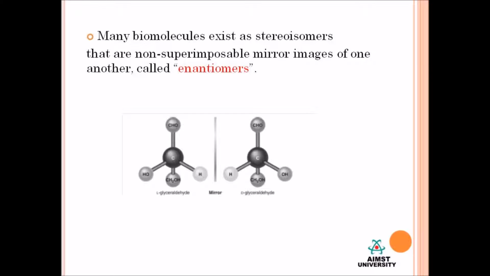Many biomolecules exist as stereoisomers. They are non-superimposable mirror images of one another. They are called enantiomers. Here you can see an example for enantiomers. L-glyceraldehyde is a non-superimposable mirror image of D-glyceraldehyde.